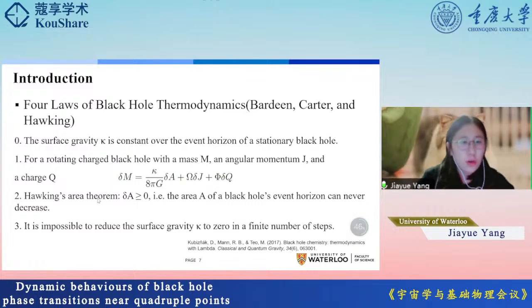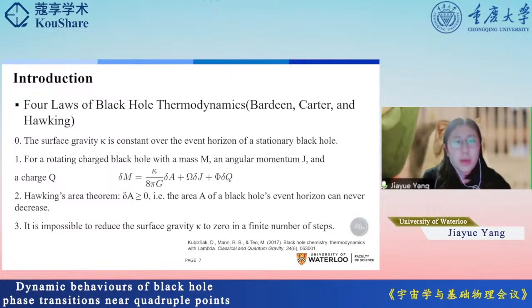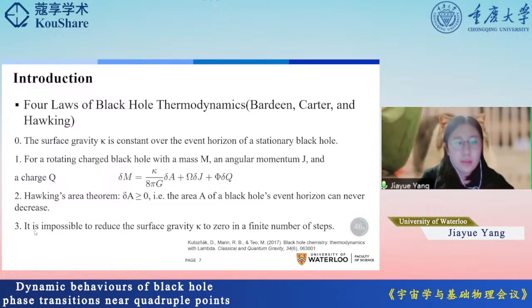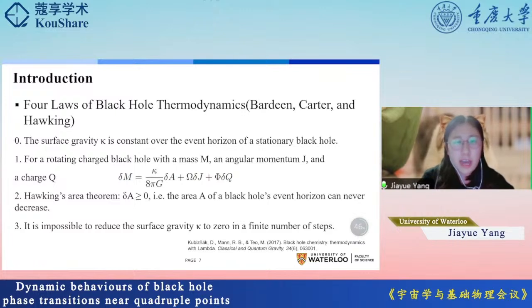And the second law of black hole thermodynamics is Hawking's area theorem, which means that the area of a black hole event horizon can never decrease. So we have delta A is greater than or equal to 0. And the third law of black hole thermodynamics is that it is impossible for us to reduce the surface gravity kappa to 0 in a finite number of steps. So as we can see, the four laws of black hole thermodynamics are very similar to the four laws of thermodynamics that we learned in high school.